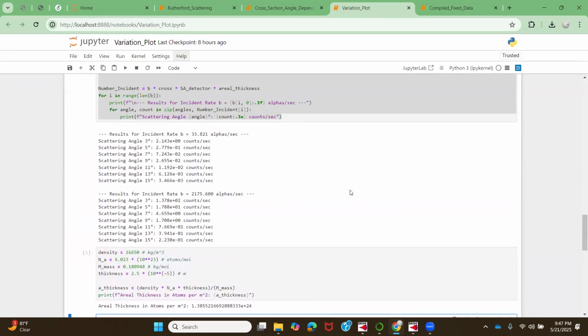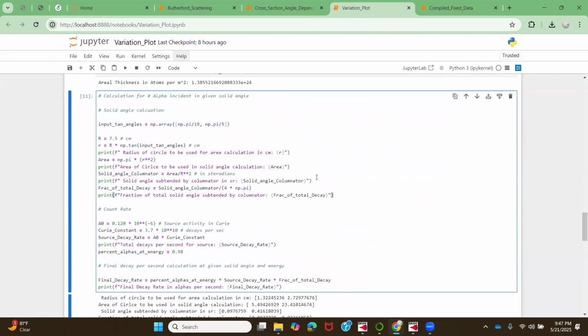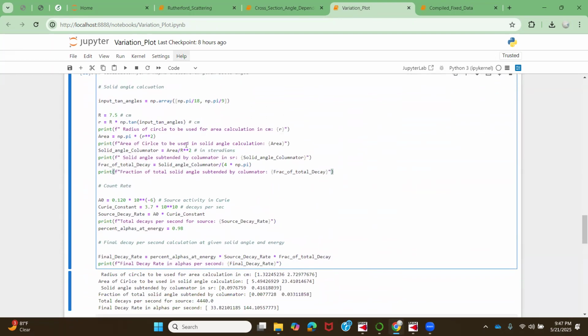Here we did a calculation for the number of alphas incident. So I actually got that. What we had to do was assume that the alpha particles are emitted in 4 pi steradians, which basically just means the surface area of the sphere. And you're basically taking a little piece of that surface, and that's the section of the sphere that the alpha particles are actually going to go through to get into the collimator and actually hit the foil.